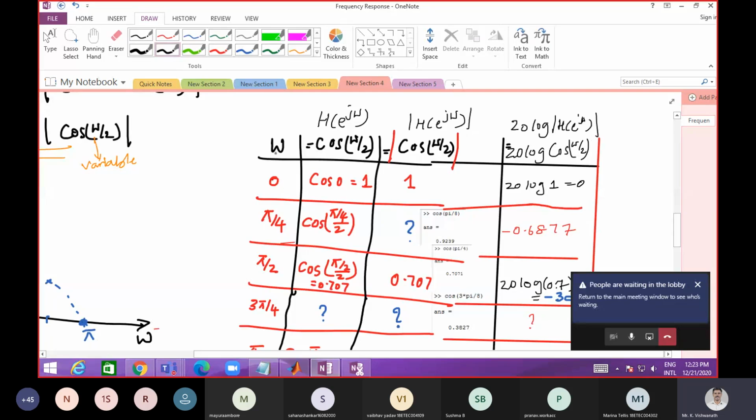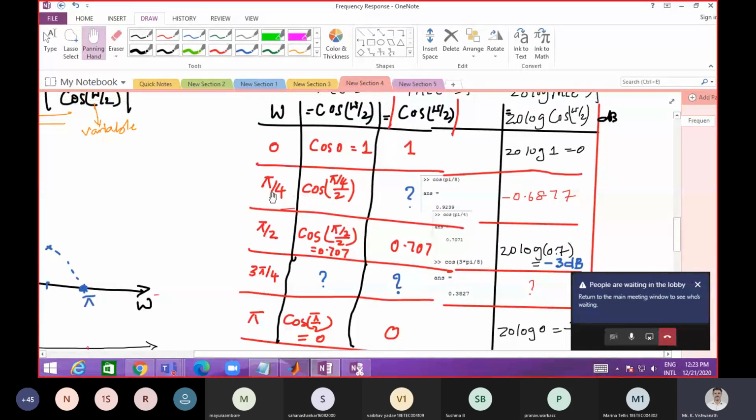Now, when omega is 0, cos 0 by 2 is cos 0, that is 1. Magnitude of cos omega by 2 will be 1 only. Then convert this into decibels. 20 log of 1 is 20 into 0, which is 0 dB. So this is in dB. Similarly, we can fill up other values.